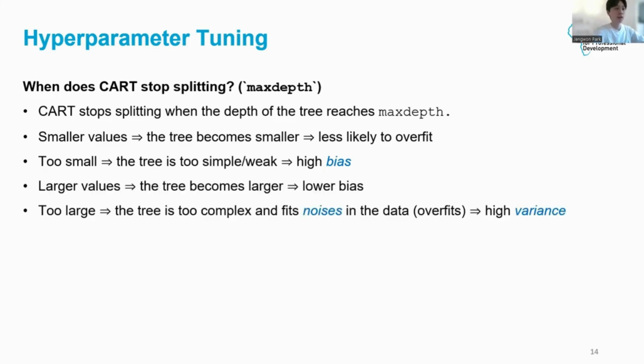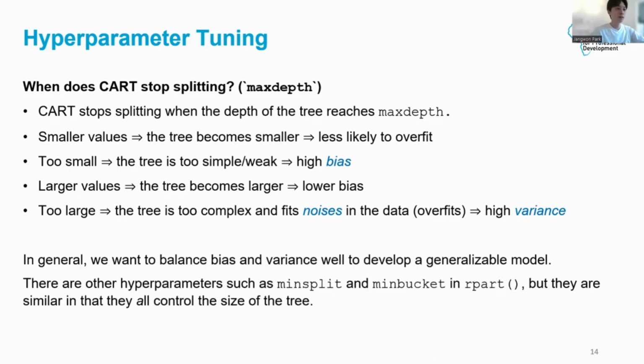In contrast, larger values of maximum depth allow the tree to grow larger, and it will perform better than a tree that's too small. But if too large, it is too complex, and it ends up overfitting. An overfit model is very sensitive to different data sets, so then we say that it has a high variance. And this is another good term to know in machine learning.